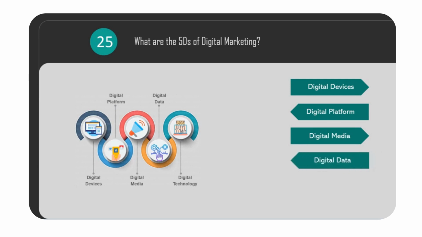The next D is the digital data. The insights that the businesses collect about their audience and their interaction with the business is termed as digital data. The next D is the digital technology. Businesses use it to create interactive experiences from websites and applications to in-store email campaigns and so on. Okay, so these are the 5 Ds of digital marketing.